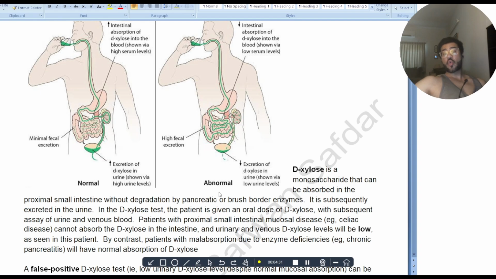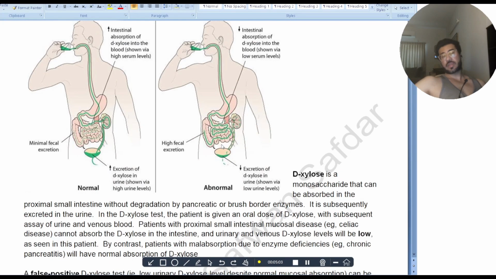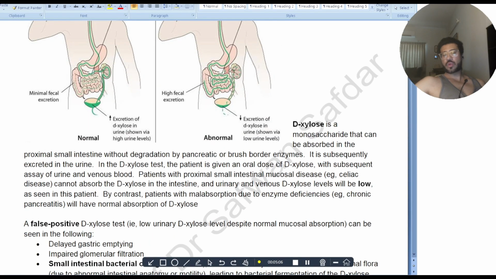Abnormal happens when there is a mucosal issue, that is celiac disease, where D-xylose is not absorbed; small bowel bacterial overgrowth, in which case the D-xylose is degraded before it gets a chance to be absorbed; or gastroparesis, since the D-xylose test is usually performed 2 hours after ingestion. So if a person has gastroparesis, the D-xylose would not move forward and you would get a false abnormal, or a false positive D-xylose. So this is all that you guys need to know.